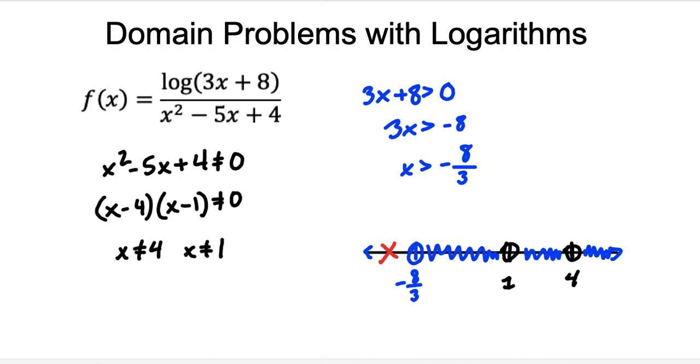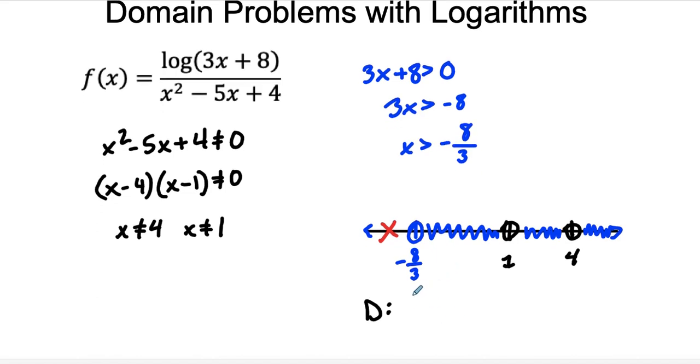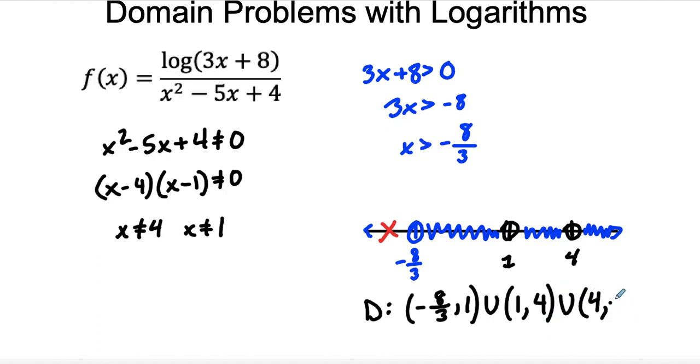And now I can record my final answer for the domain. So the domain of this function is going to be negative 8 over 3 to 1. Then again from 1 to 4, putting that union signifying the break in the domain at 1 and 4. And then it goes on to infinity. So this would be my final answer for the domain on this first problem.